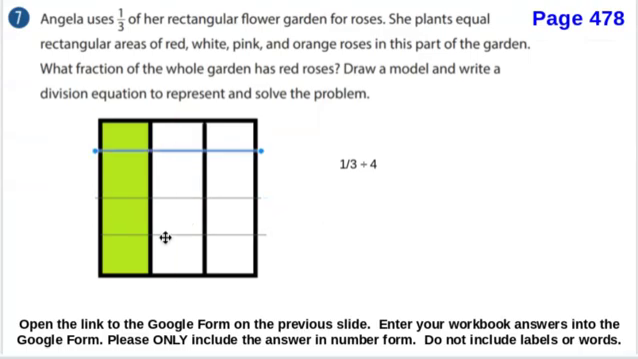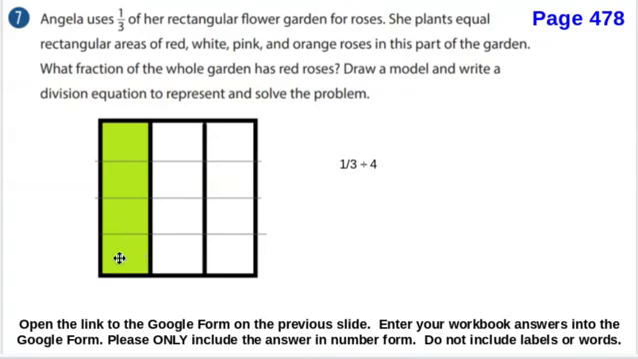So now you can see that I have cut this green piece right here. I've cut it into, to the best of my ability, 4 equal sections. This part here will be for the red. This will be for the white. This will be for the pink. And then this will be for the orange.